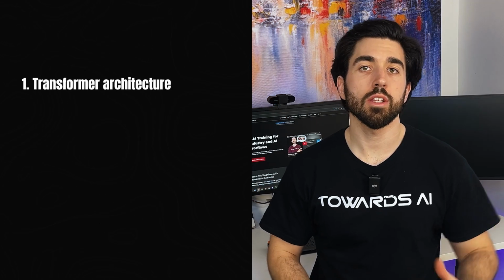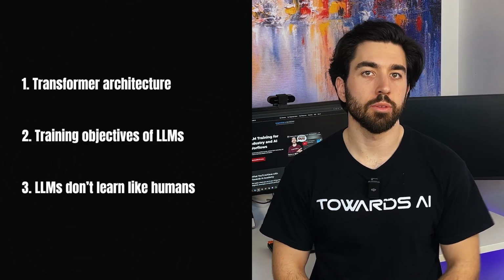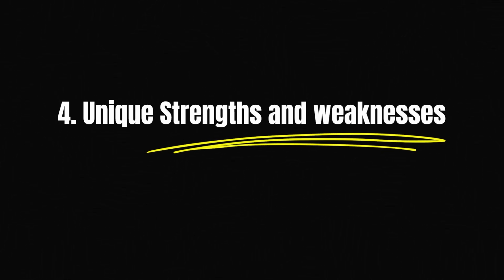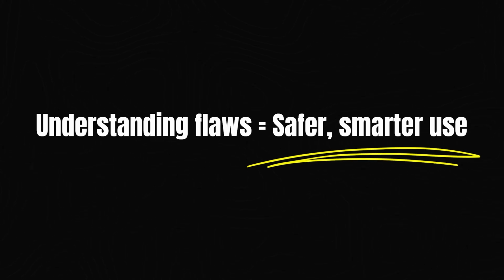We touched on transformers, training objectives, and how LLMs don't learn like humans. That last part is key. These models have unique strengths and weaknesses that make them powerful building blocks in some areas and unreliable in others. These weaknesses are crucial to understand so you can know where you can build with and use LLM tools safely and appropriately in your workflows and what techniques you can use to address these issues.